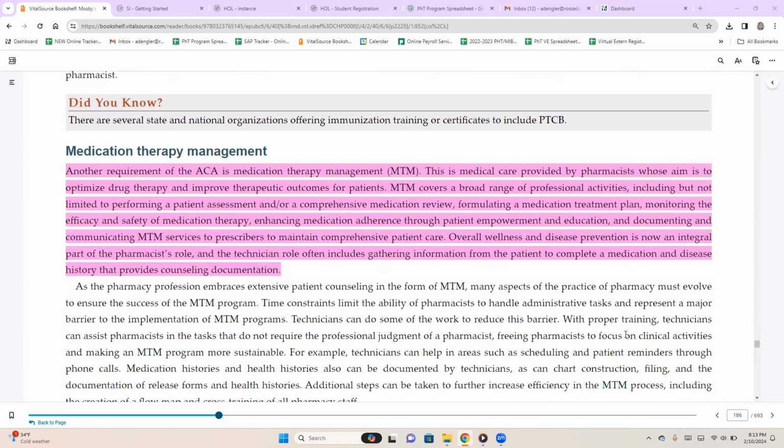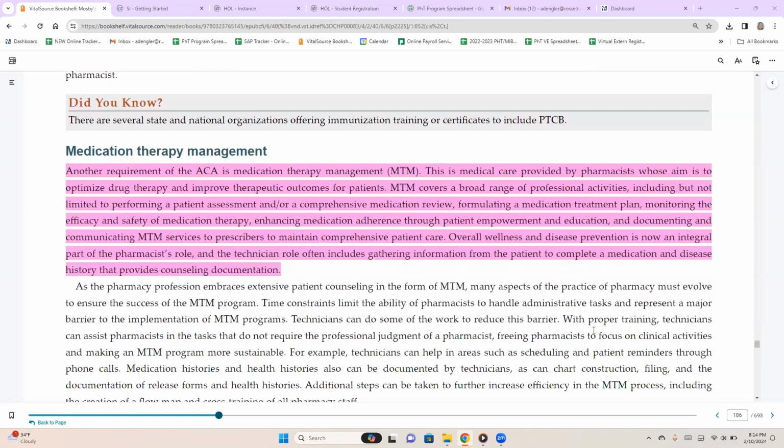Another requirement of the ACA is medication therapy management. This is medical care provided by pharmacists whose aim is to optimize drug therapy and improve therapeutic outcomes for patients. MTM covers a broad range of professional activities, including but not limited to performing a patient assessment and or a comprehensive medication review, formulating a medication treatment plan, monitoring the efficiency and safety of medication therapy, enhancing medication adherence through patient empowerment and education, and documenting and communicating MTM services to prescribers to maintain comprehensive patient care.